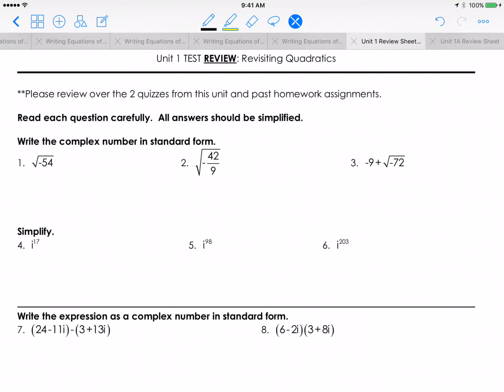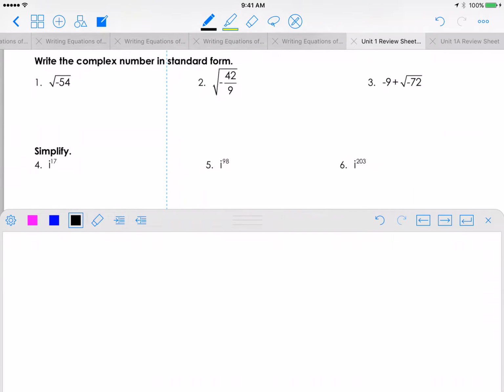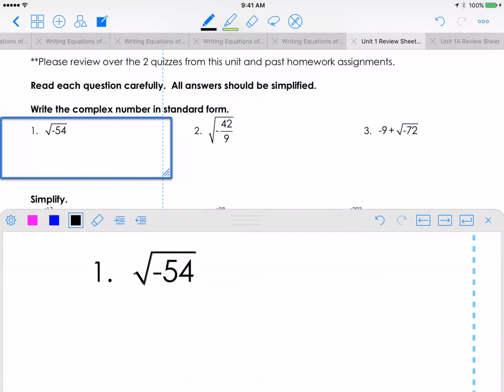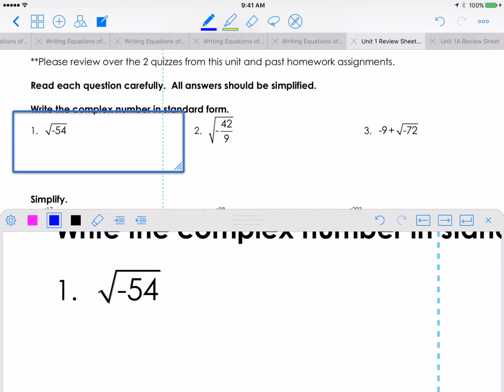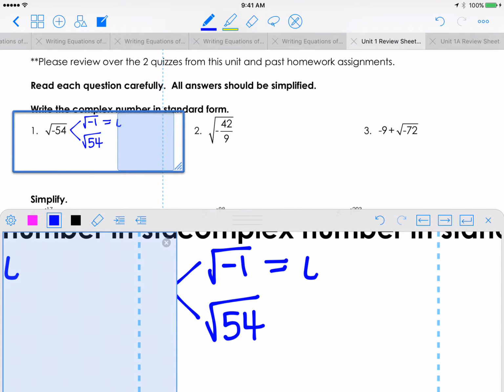Okay, let's start with number 1. Okay, moving this over. All right, so how would we simplify the square root of a negative 54? Well, the first thing that we would need to do is split it up into a negative 1 and a square root of 54. So to do that, what is the square root of negative 1? Hopefully everybody will tell me i.